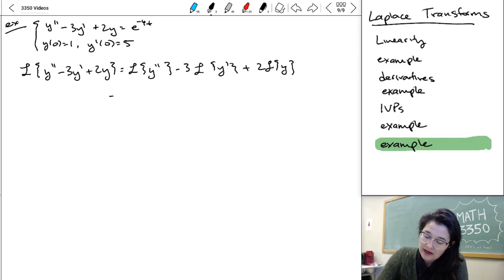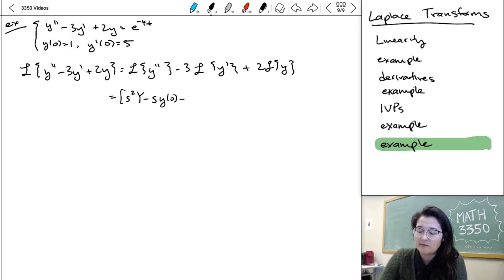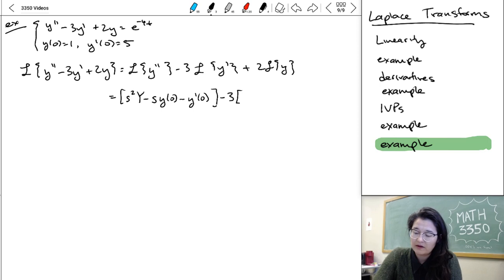And then I'm going to have to use my derivative rule. For the second derivative, I start with s squared times capital Y, and I subtract s times my first initial condition. I keep subtracting until I run out of powers of s, which happens to be just one extra. Then for y prime, it's the first derivative, so I start with s times Y, then go down to no powers of s and the initial condition, y of 0. And then for Laplace of y, that just turns into capital Y.